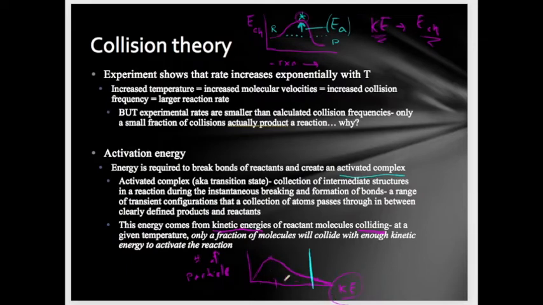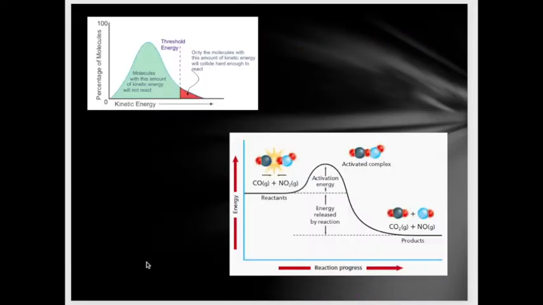So all of these particles have kinetic energy below that. Even if they collide with each other, they're not going to have enough kinetic energy to break the reactant bonds, form an activated complex, and react. It's only these guys right here that have enough kinetic energy to overcome that threshold amount, collide appropriately, and convert their kinetic energy into chemical energy by breaking their chemical bonds. Okay? So here's exactly what I am saying.